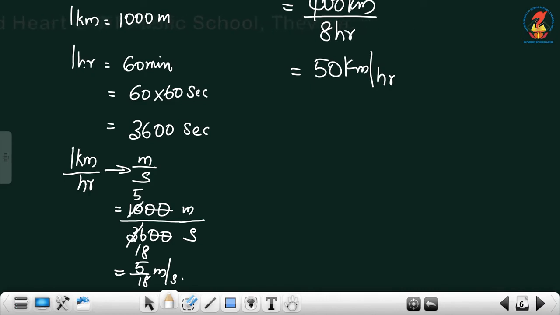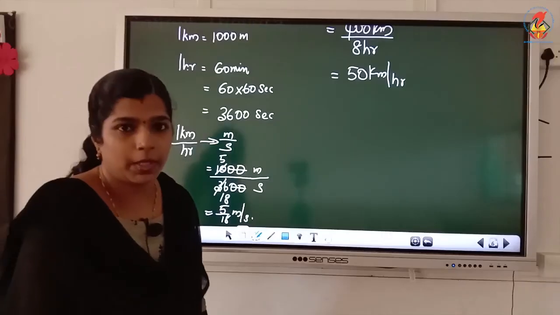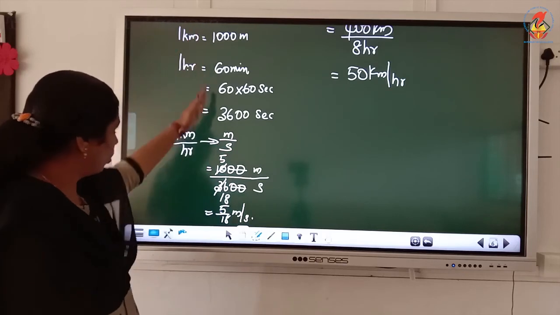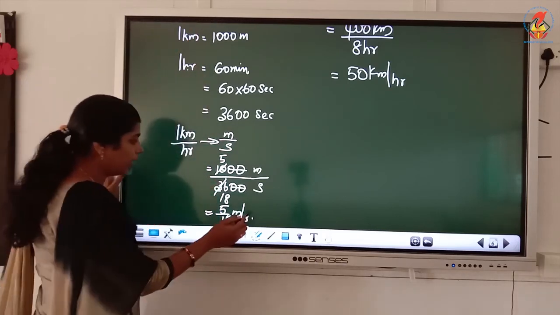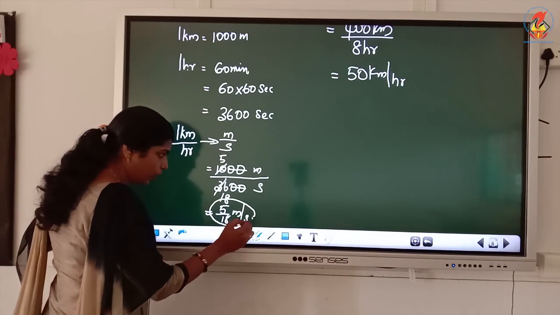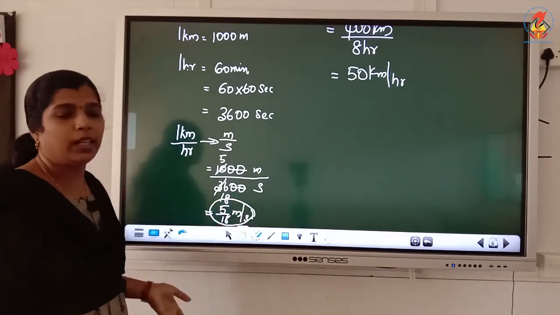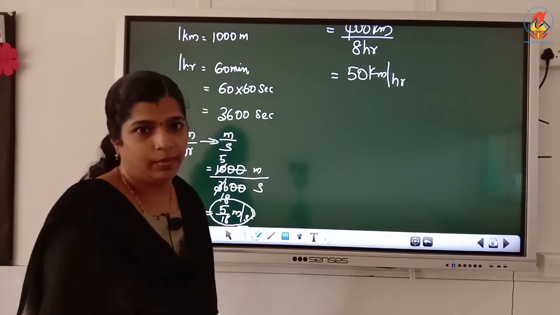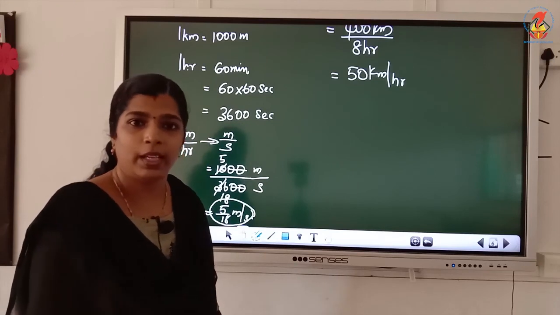So if you want to convert kilometer per hour to meter per second, no need to do all these steps. Only this one we need. Just multiply with 5 by 18.